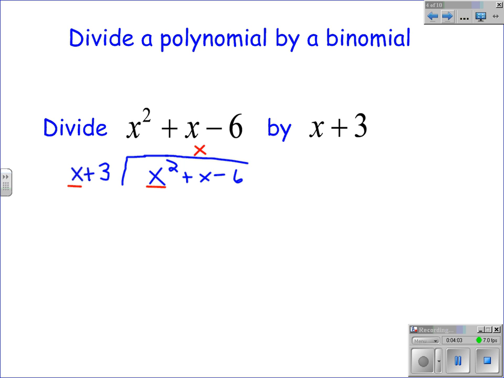So x times x is x squared. x times 3x. Let me take that back. x times 3? 3x. I was thinking of the answer. So now, what do you do in regular long division? Subtract them. x squared minus x squared is 0. Hang on. And here I'll have a negative 2x when I add those together.